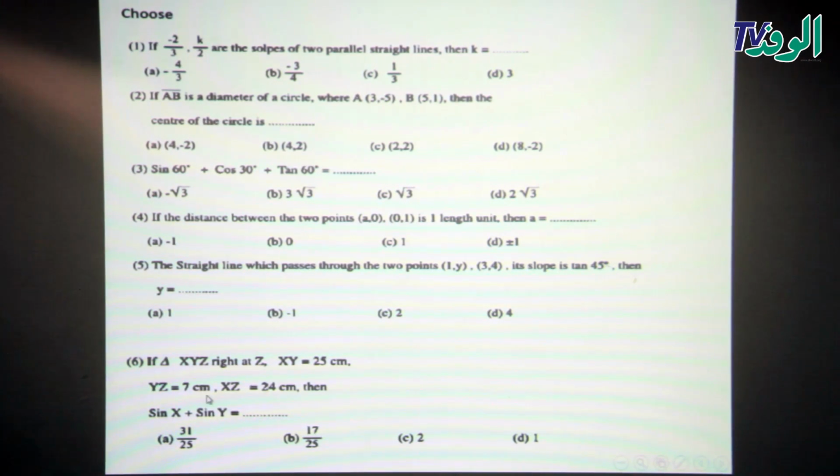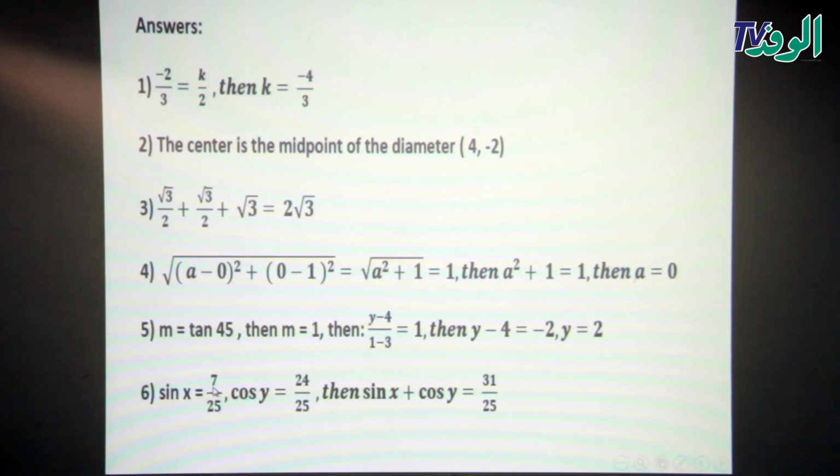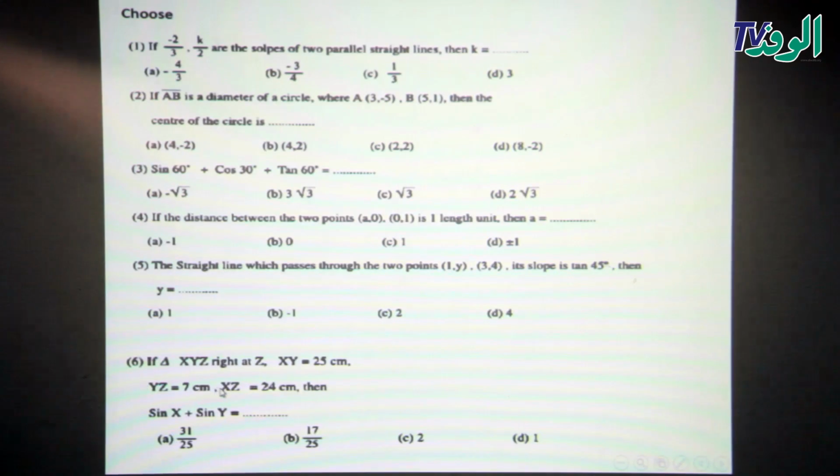Last one. The triangle XYZ is right at Z, right? So the hypotenuse is XY, which is 25. So sin X is the opposite side, which is YZ of 7, over the hypotenuse 25. So sin X is 7 over 25.